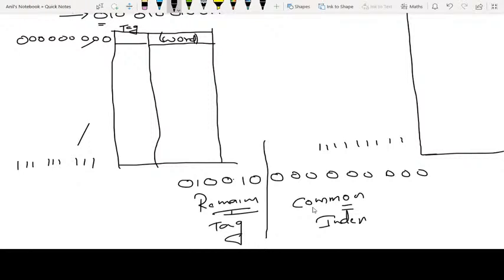Within the cache. Just let me see. Within the cache, right? Somebody there?